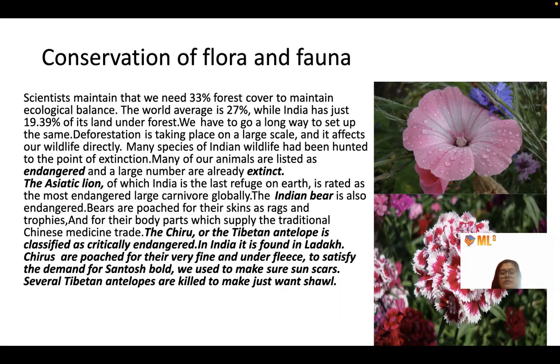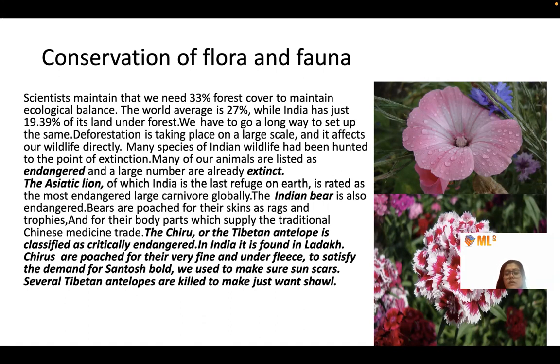Now, what we have to do, we have to naturally go a long way to reach the world average of 27%. For that, we need to undertake several strict measures against deforestation, the getting rid of forest, or the exploitation of forests due to human activities. And why is it necessary? Because deforestation is taking place in our country on a very large scale and it is affecting our wildlife directly. And not only wildlife, as we know, it will also indirectly harm the flora and fauna both, because these all are intertwined. They are codependent or coexistent in nature.